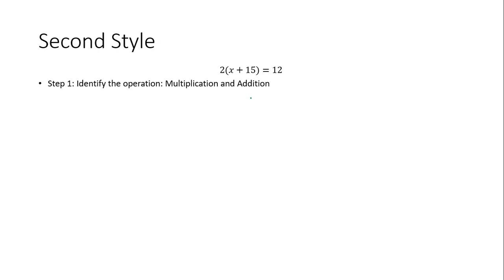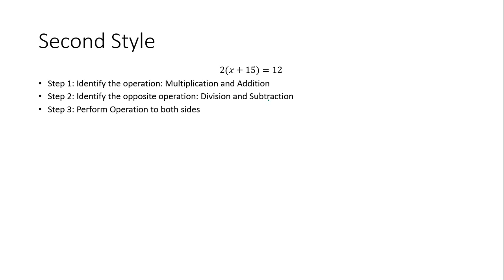We have, for example, 2 times the sum of x plus 15 is equal to 12. What we're going to do first is identify the operations that are going on. Here I have a multiplication, because remember, a distributive property is a multiplication, and then I have an addition problem here. I have multiplication and addition. So I'm going to identify what the opposites are. I have division and subtraction, and then I'm going to do those two things that I just identified, division and subtraction. So I'm going to rewrite my equation.